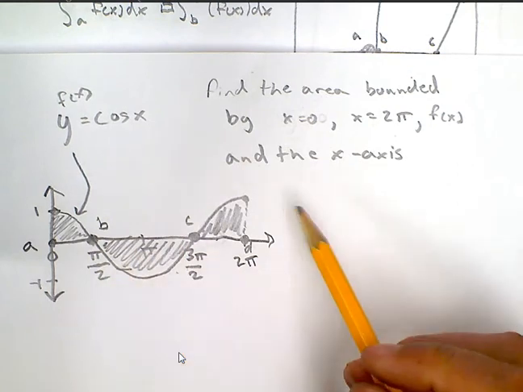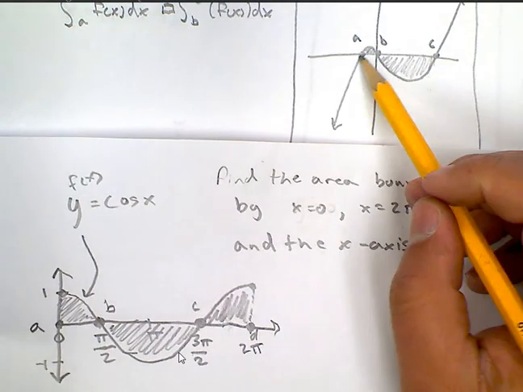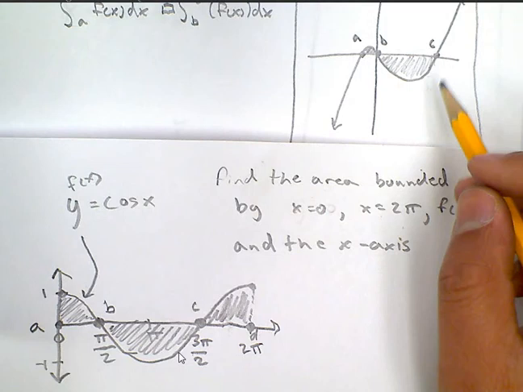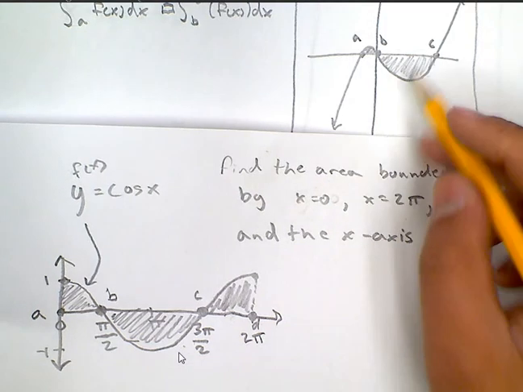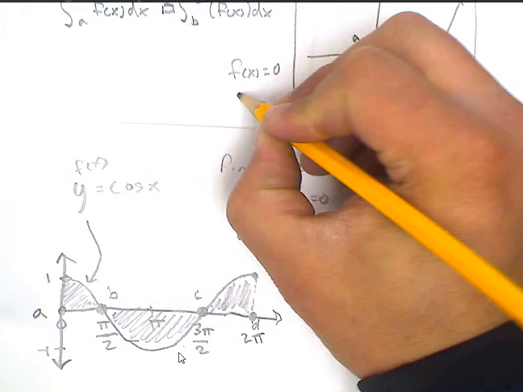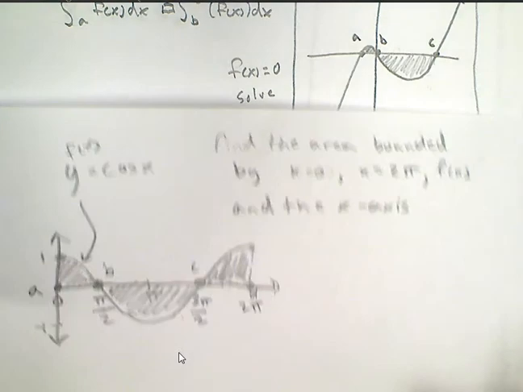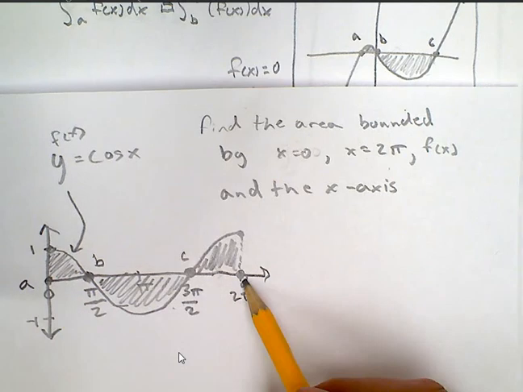Well, same thing for up here. You're just going to set the function equal to 0. You're going to do f of x equals 0, and you're going to solve. And that'll give you A, B, and C. Well, I already know A and D. I need to find B and C.